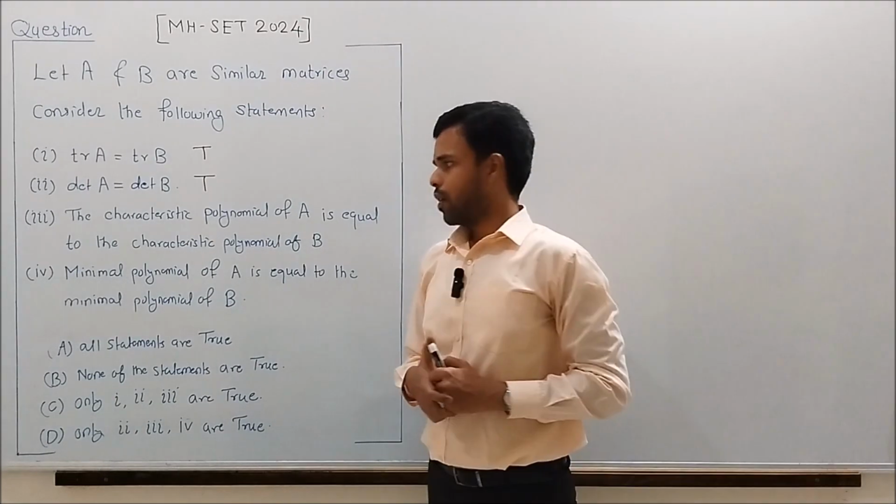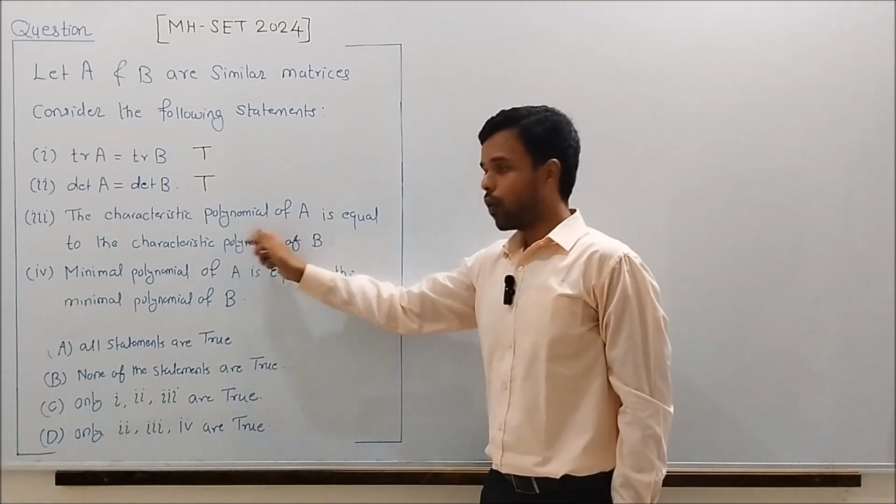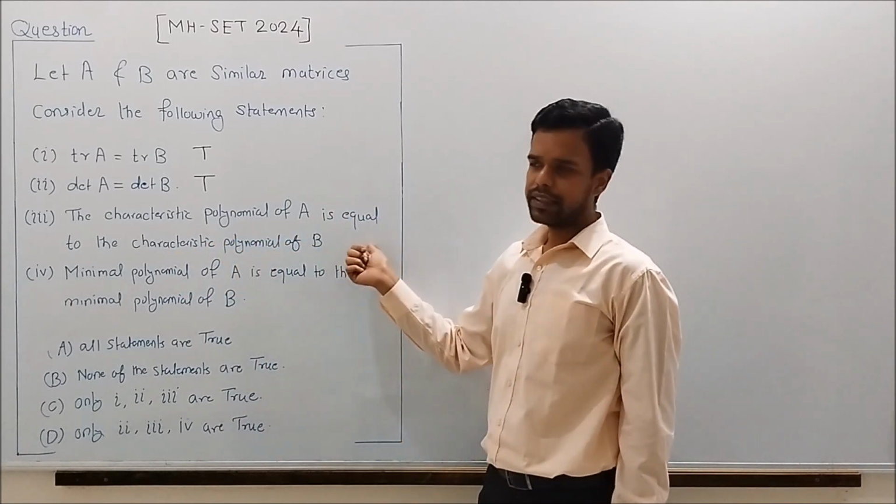Now, what is the third statement? The third statement is the characteristic polynomial of A is equal to the characteristic polynomial of B. Is it true?